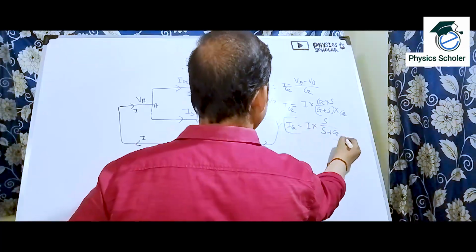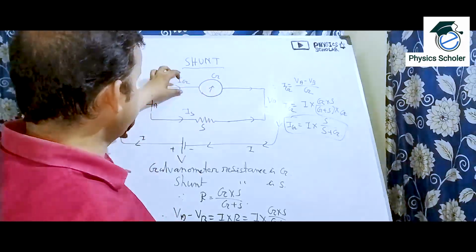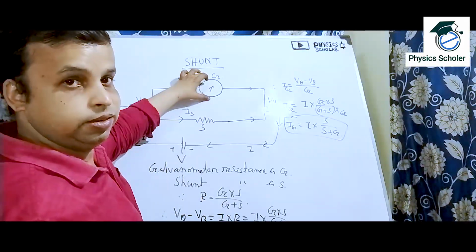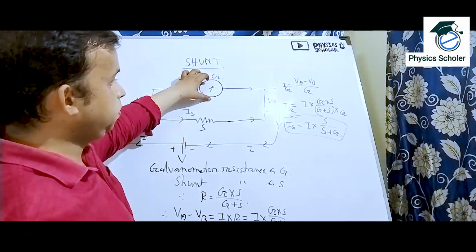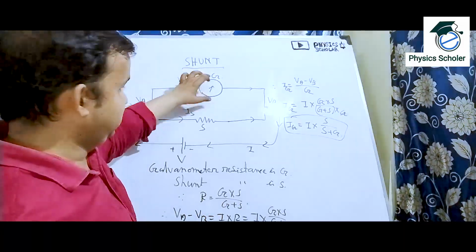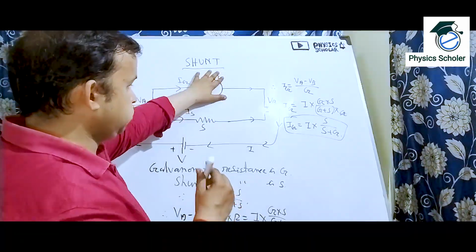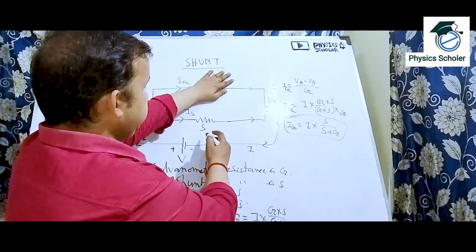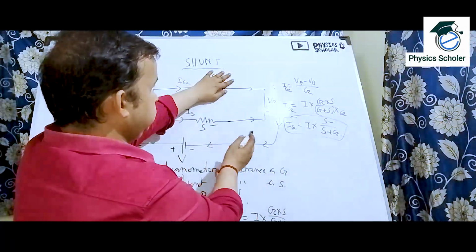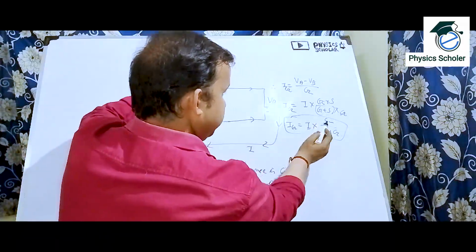So see how we can remember it. What is the trick to remember? IG means galvanometer flow. When we are calculating the galvanometer current, we have to first take the resistance of the shunt. So the resistance of the shunt divided by the sum of the resistance of G and S, into the main current.